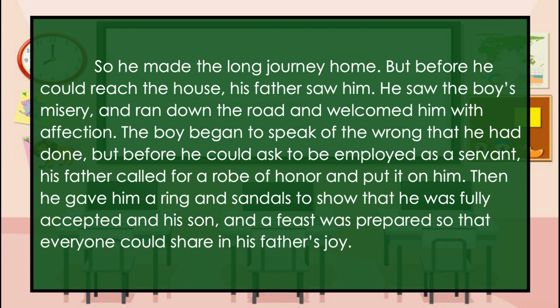The boy began to speak of the wrong that he had done, but before he could ask to be employed as a servant, his father called for a robe of honor and put it on him. Then he gave him a ring and sandals to show that he was fully accepted as his son. And a feast was prepared so that everyone could share in his father's joy.